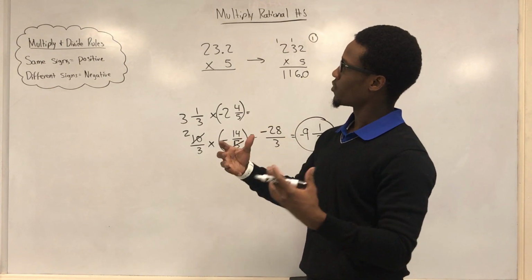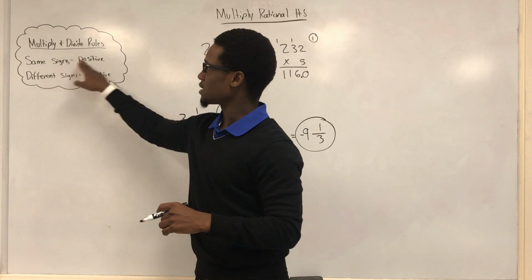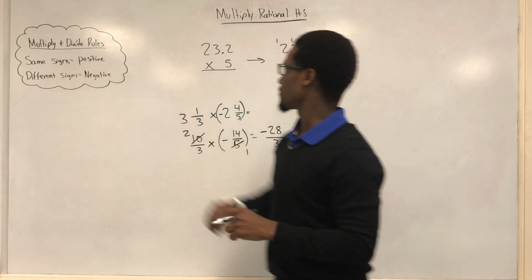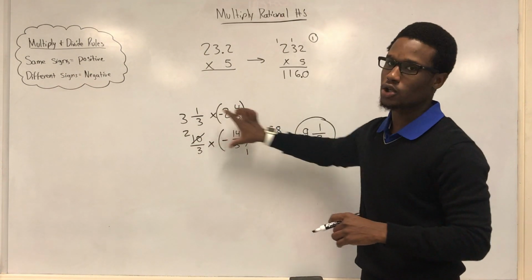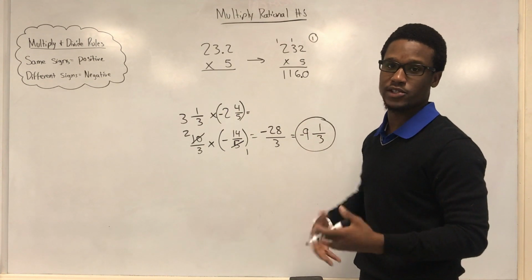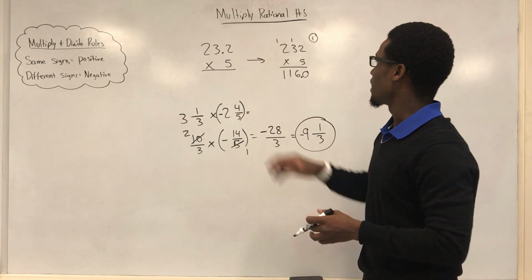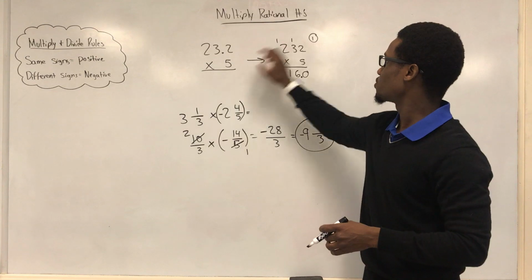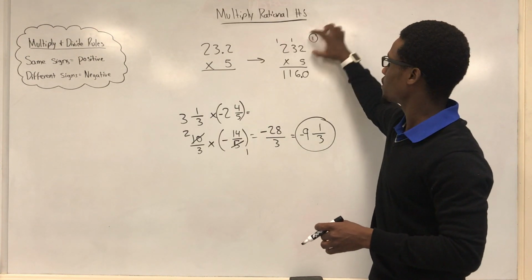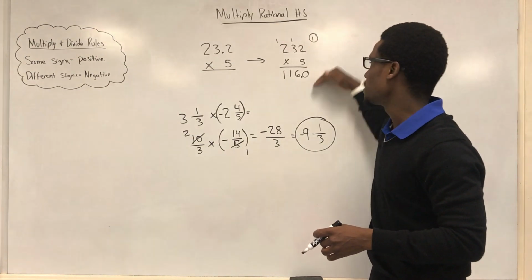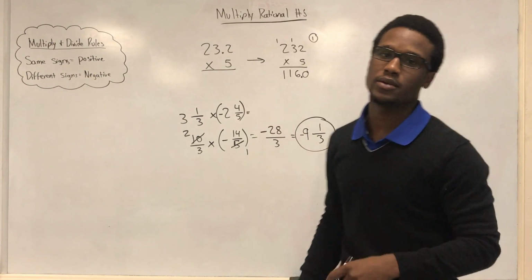Just remember those rules. Same signs, positive, different signs, negative. With multiplication, you can multiply straight across and get your answer, but simplify at the very end. And then lastly, for these decimals, remove the decimal point, treat it as a regular whole number, insert the decimal later on. And that's it.